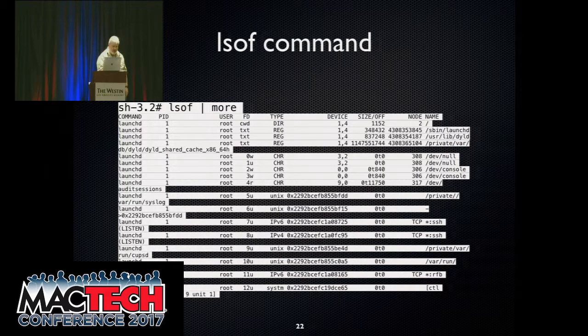Because the truth is, in Unix, pipes, sockets, directories, devices, everything is a file. A network is a file. A file is a file. A port is a file. It's Unix. Everything is a file. So this command allows me to find those files and see what they're doing.